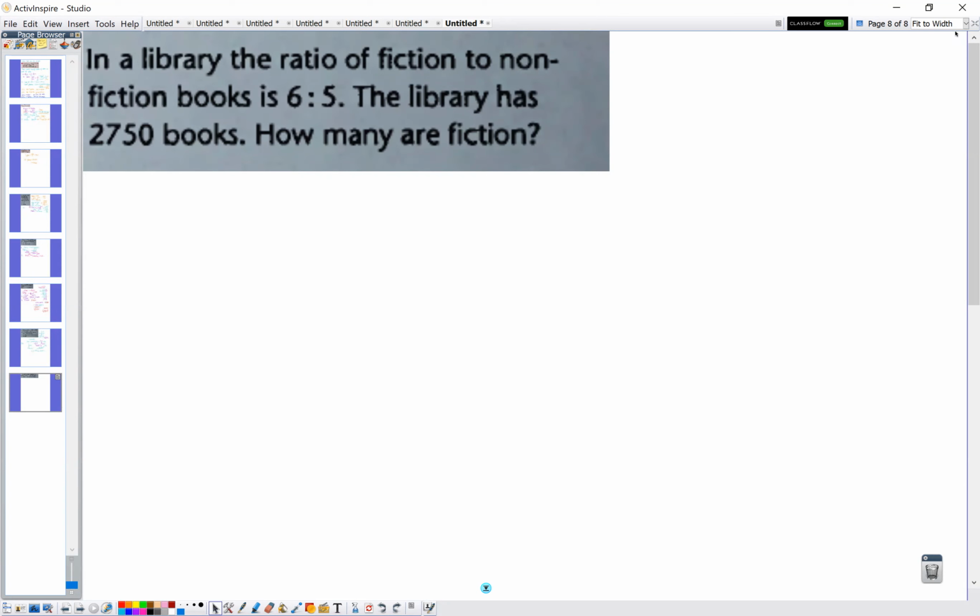This one is kind of different from what you did before, but the principle is still the same because the question gives you the fictions. So let me write down fictions here. Fictions to non-fictions, which will become 6 to 5. The question tells you you have 2,750 books. So isn't this like the typical question of the ratio problems? The ratio problems, we can say the whole to part question. The whole lot is 2,750.